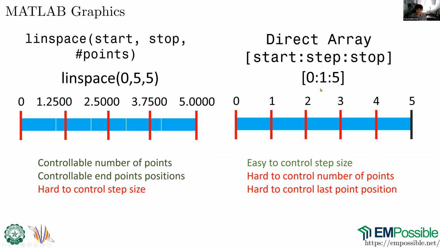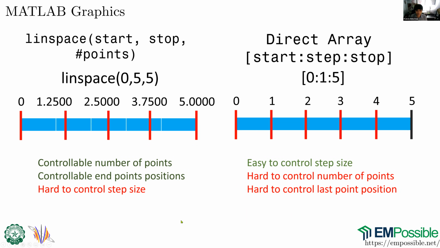Take note that, for example, you want to have an array of 5 elements. Running from 0 to 5 will give you 6 elements. So 0, 1, 2, 3, 4, and 5, which is 6, including the 0. So it would be hard for you to control the number of points. Also, it would be hard to control the last point position, since if you want a 5-element array, you don't need to include the number 5. You will just put 4, 0, 1, 2, 3. So this linspace and direct array have different applications, and we will start using the linspace.